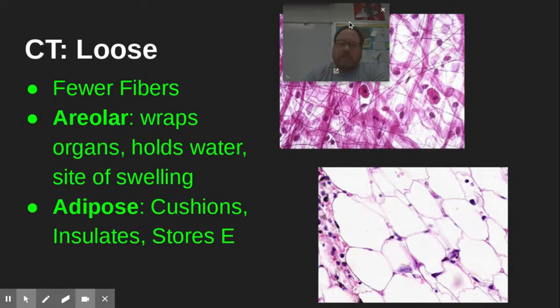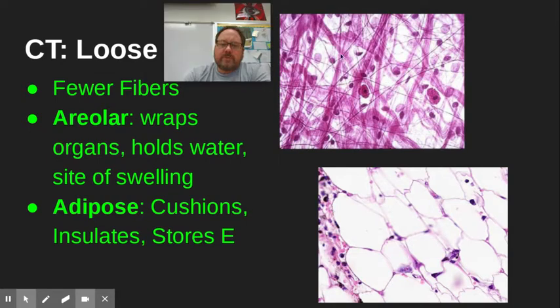Loose connective tissues have protein fibers, but if you look at them, there are a lot fewer fibers, and then they sort of interweave in different directions. Now, that space created by the fibers allows areolar tissue to retain or hold water.